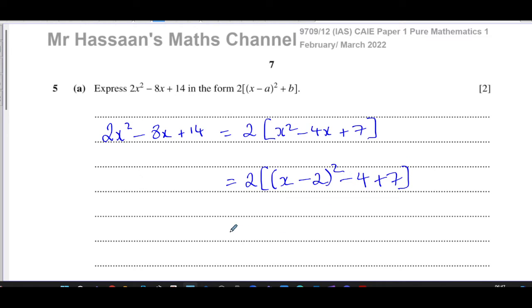Now I can simplify that, so it gives me 2. I don't expand the brackets, I just leave the 2 outside because that's the form they want, and that's going to become plus 3. So this is the form that they want.